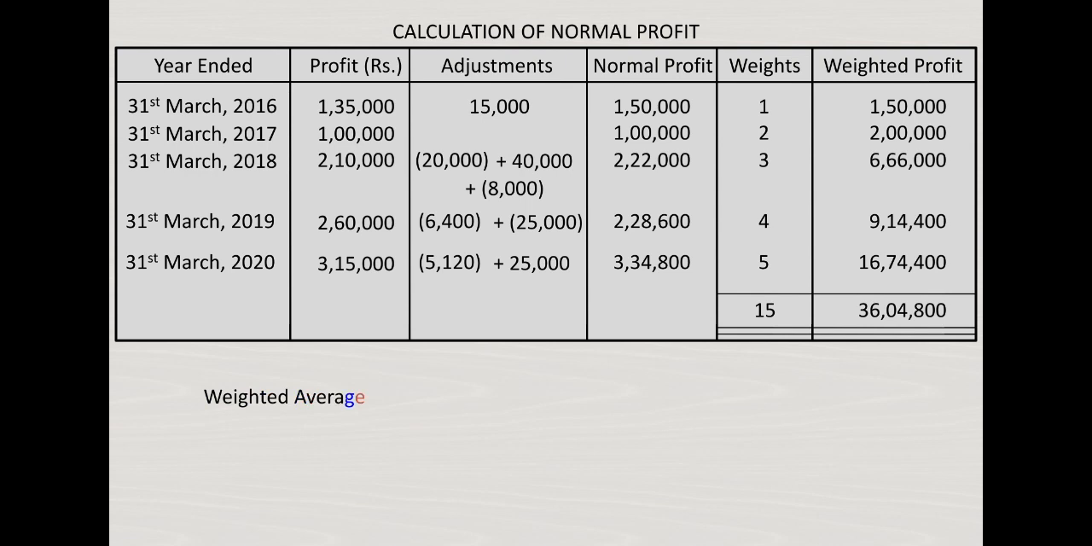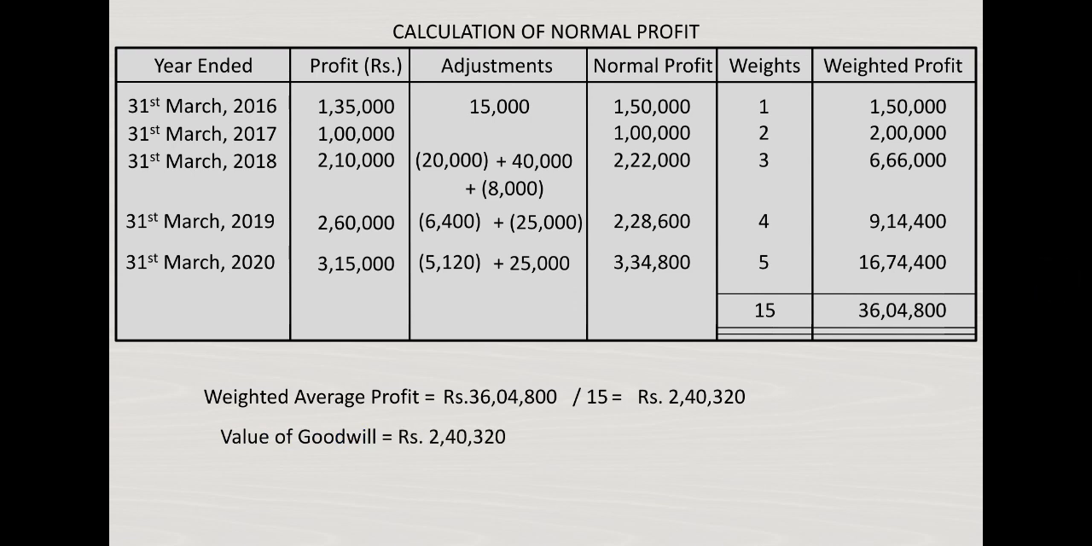Then calculate weighted average profit by dividing total weighted profit by the total weights. That comes out to be 2,40,320. Then multiply this amount by number of years purchase to get the value of goodwill, which comes as 9,61,280.